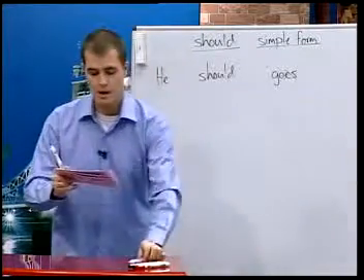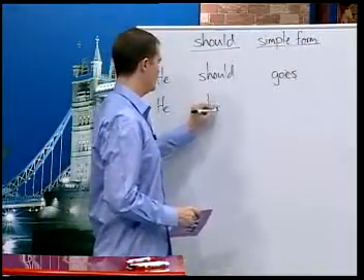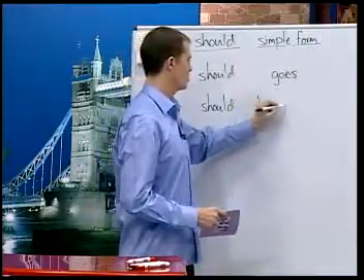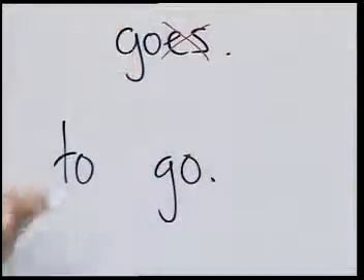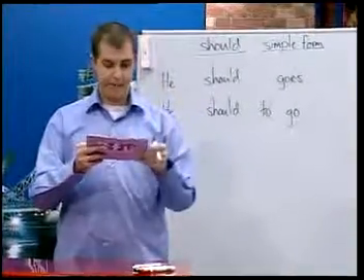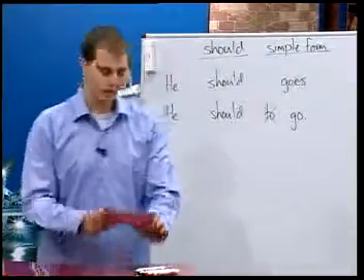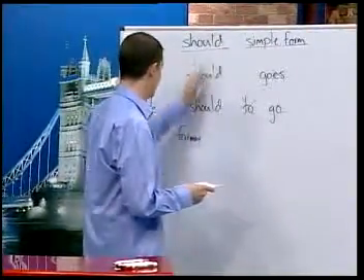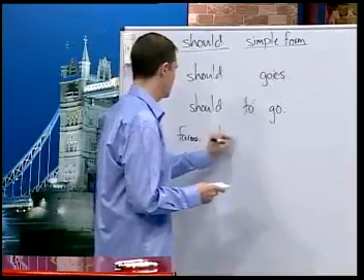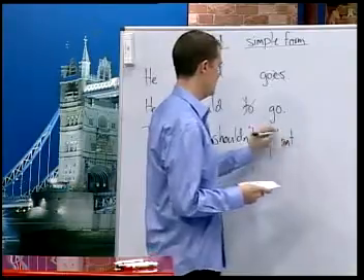Let's do another one. Infinitives also are incorrect. He should to go. It's wrong because to go is not the simple form. He should go. It's easy. We have a negative. The negative of should is should not or shouldn't. So the farmer shouldn't plant, simple form, his crops.